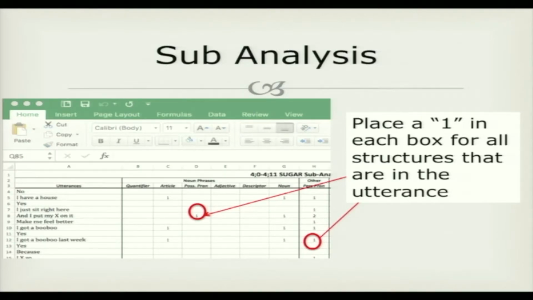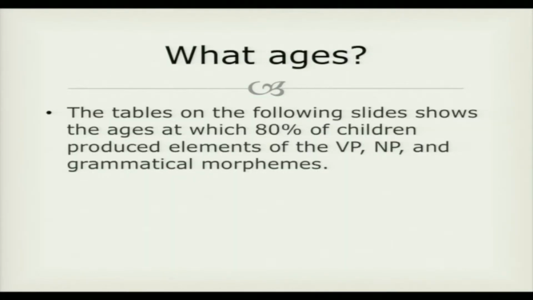Again, this graphic is showing how you place a 1 in each of the boxes for the noun phrase elements, verb phrase elements, and grammatical morphemes that are contained in each of the utterances for the 50 utterance sample. Every time you have one of these elements, you simply place a 1 in the appropriate box. The tables on the following slides remind us the ages at which 80% of children produce elements of the verb phrase, noun phrase, and the grammatical morphemes.